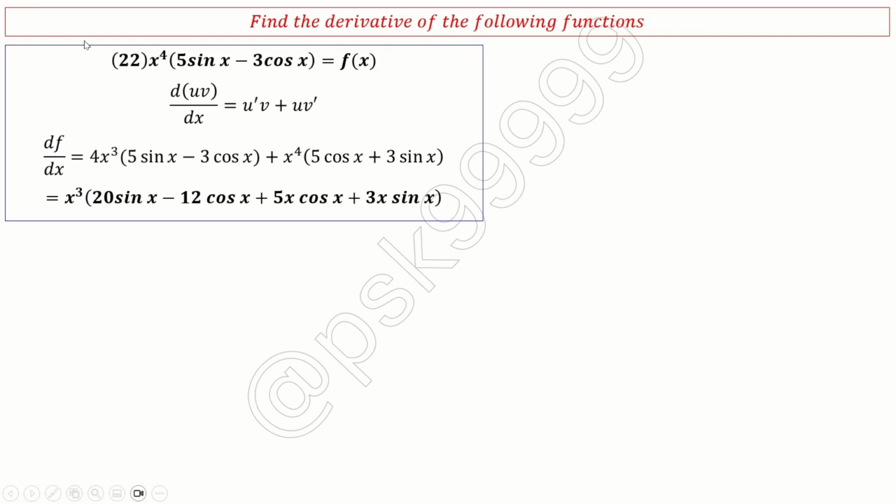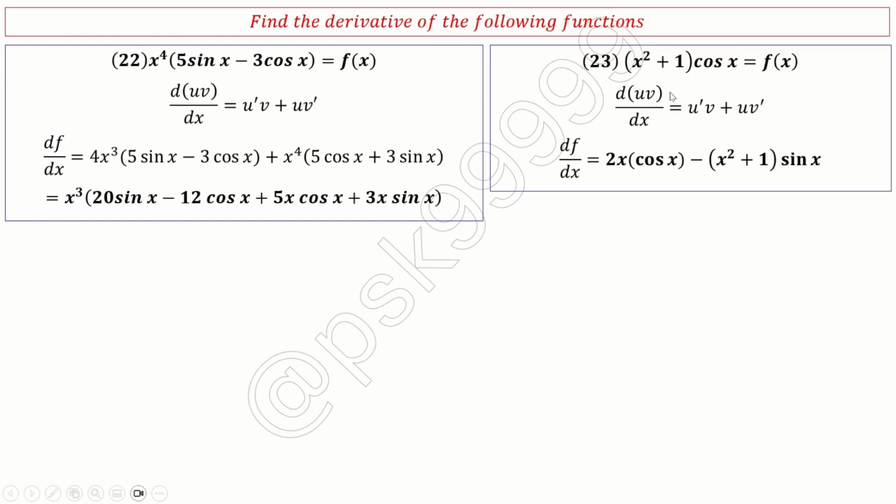Okay, so let's do this. First is u dash v. So u dash is 4x cube into 5 sin x minus 3 cos x, plus x to the power of 4 into 5 cos x plus 3 sin x. Now you simplify it, you will get the answer. That's it. Same way you can apply differentiation of uv.